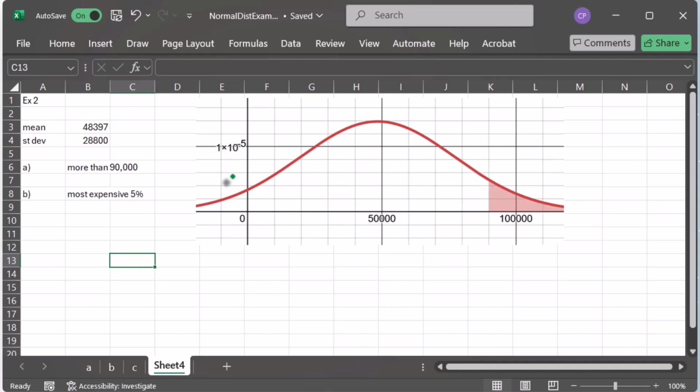You'll notice that in this graph on the vertical axis is this really, really tiny number. Because the standard deviation here is so big, we have a wide spread of prices.